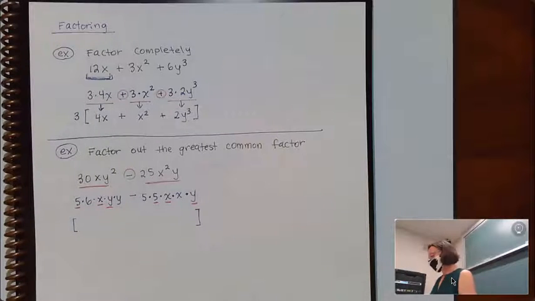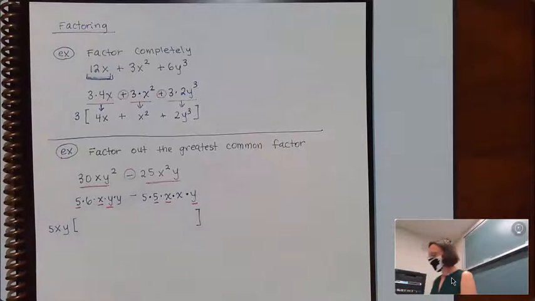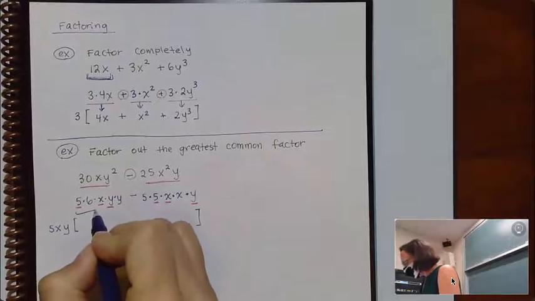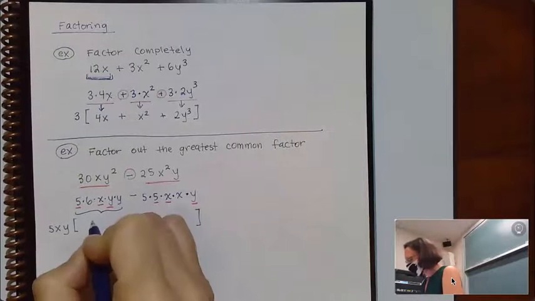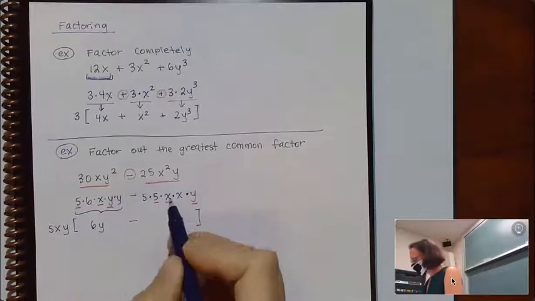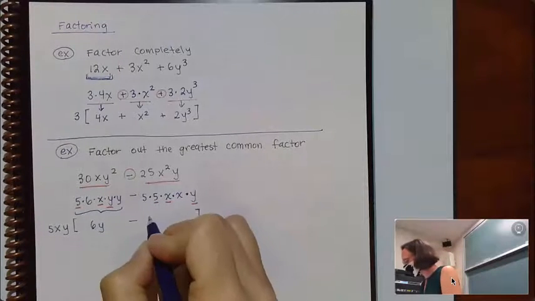So I'm going to pull all those things out in front, the 5xy, and then I'll just look for each term, what did I not pull out yet? So from here, I'm left with a 6 and a y. And over here, I'm left with a 5, an x, and a y.